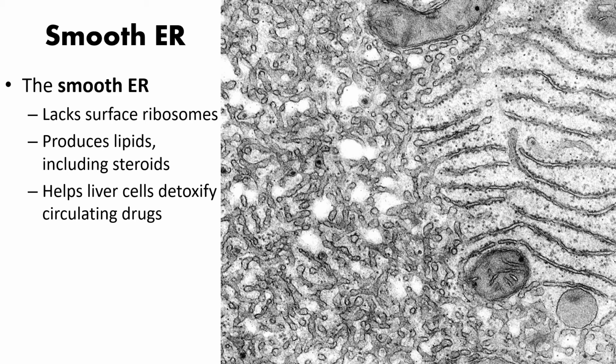This organelle will also help in the liver detoxify circulating drugs. When you take medication or other types of drugs, you don't want them continuously circulating within your body, and so the smooth ER will be one of the locations where those drugs are put, broken down and modified chemically so that they're no longer toxic, and usually they are tagged for removal so that they get out of the body.